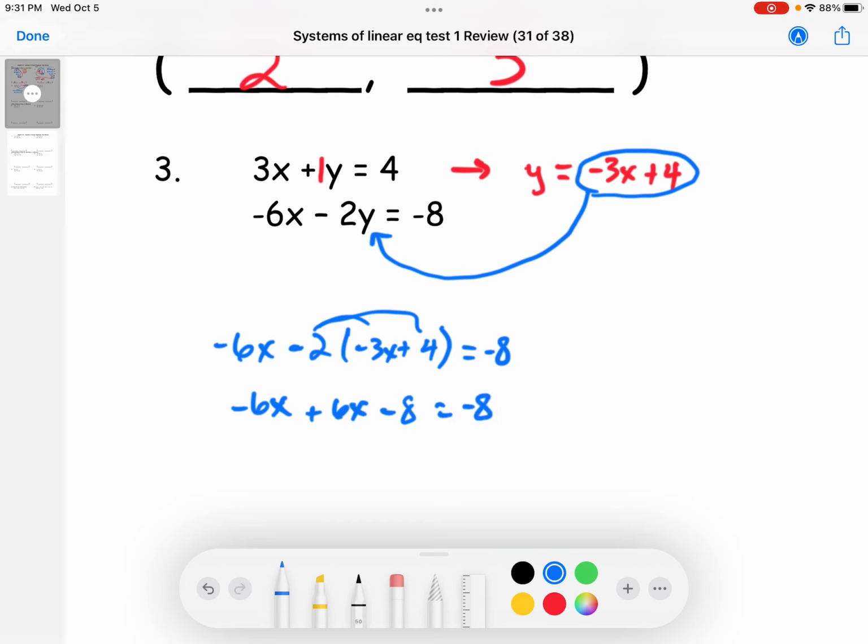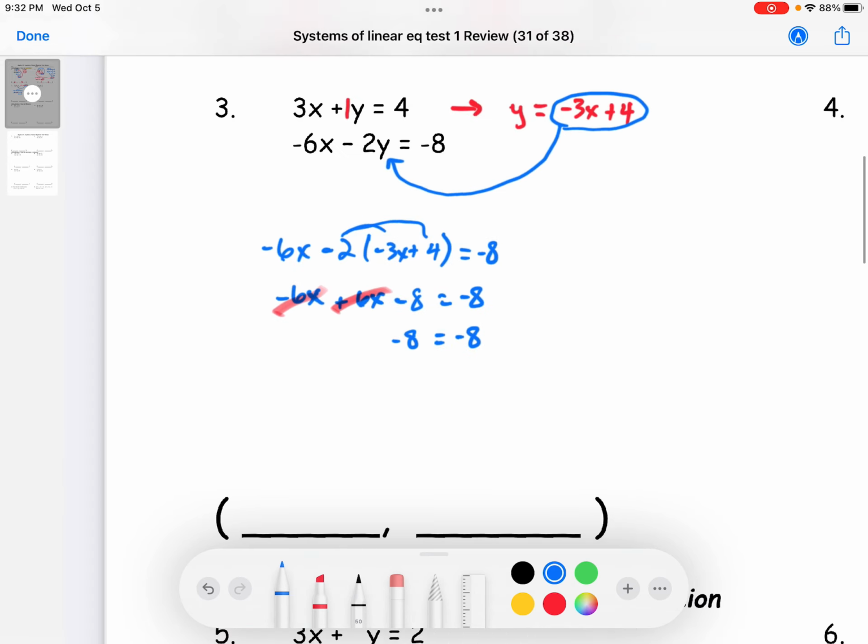Well, look at what we've got here. I see negative 6x and positive 6x. Those two things are going to cancel each other out. We end up with negative 8 equals negative 8. And we ask ourselves, is that true? Well, yeah, obviously it's true. Negative 8 is negative 8. Of course they're equal to each other, right?